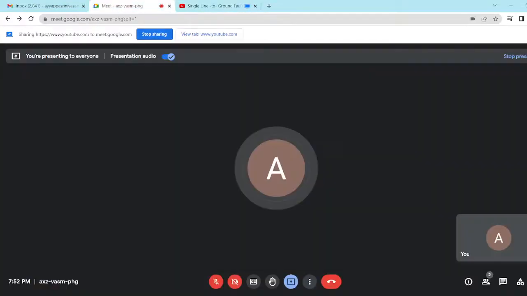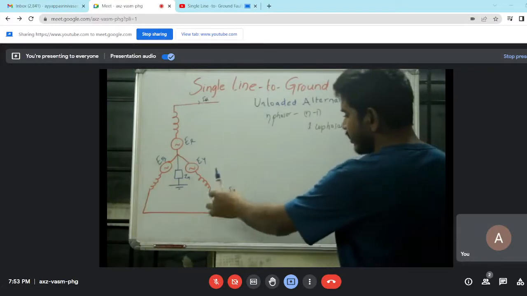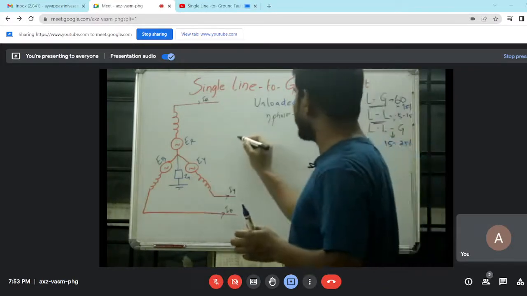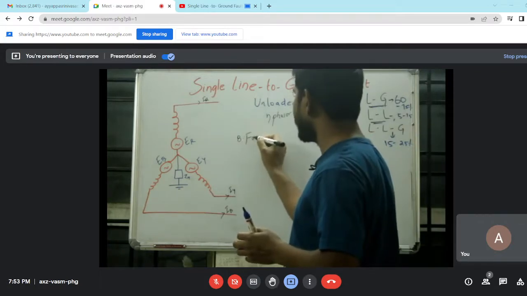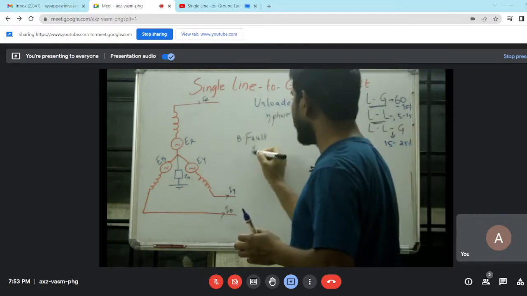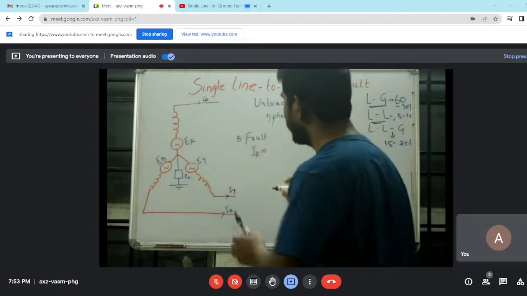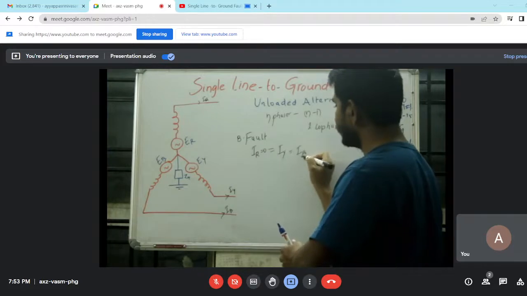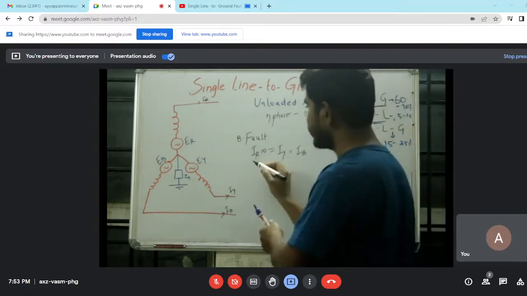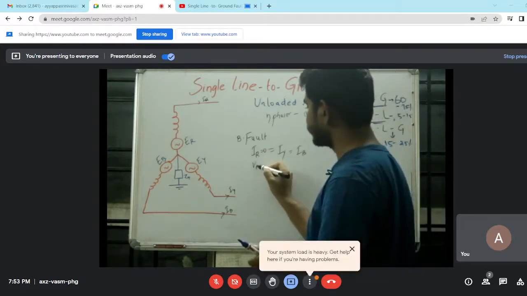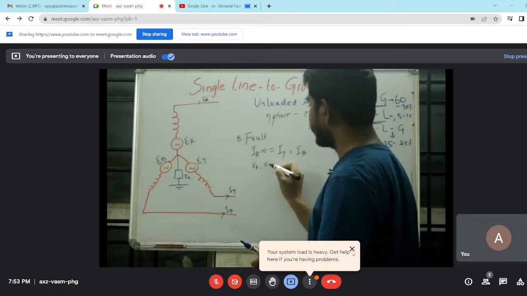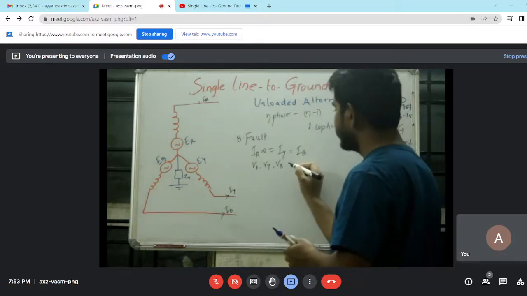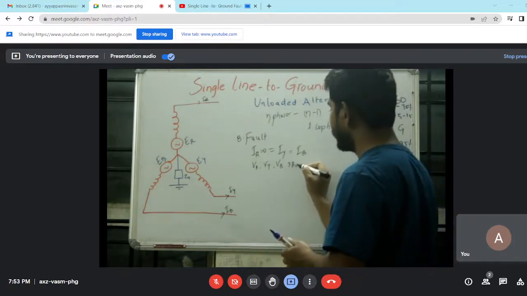As we discussed for the line to ground fault, as the alternator is unloaded, that means before fault, I can consider IR to be equal to 0. Similarly, IY will be equal to 0 and IB will be equal to 0, right? Again, you can see the voltages VR, VY and VB at the terminals will remain balanced before fault.